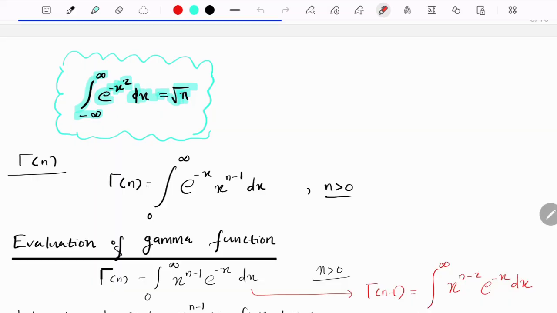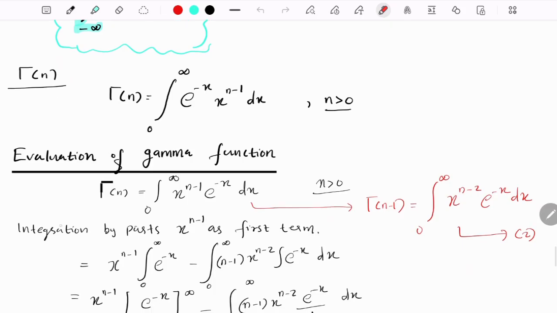So gamma n is defined as integral 0 to infinity x to the power n minus 1 e to the power minus x dx. Here n should be greater than 0. Otherwise, this is unsolvable. Okay. We can't define this for some values of the gamma function.